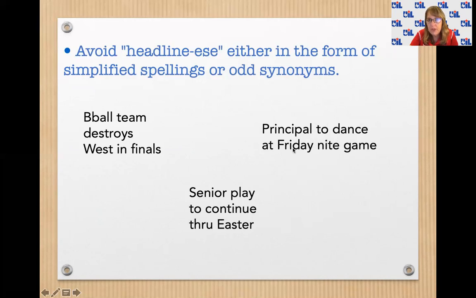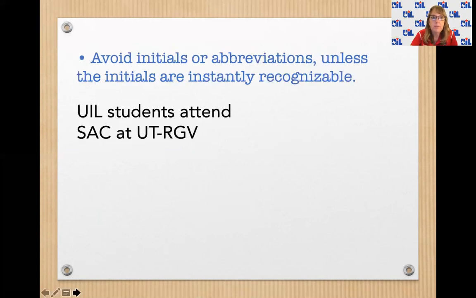"Principal to dance at Friday nite game." Guys, that's not how you spell night. It's misspelled. It's N-I-G-H-T, in case you were wondering. And then "senior play to continue thru Easter." Again, through is misspelled. So we don't want to use those shortened words. There are some that are becoming more acceptable. Stuco for student council is very accepted nowadays, and it's very easy to understand what we're talking about. It's not easy to understand who we're talking about when we say b-ball. We don't know what sport that is because there's two.